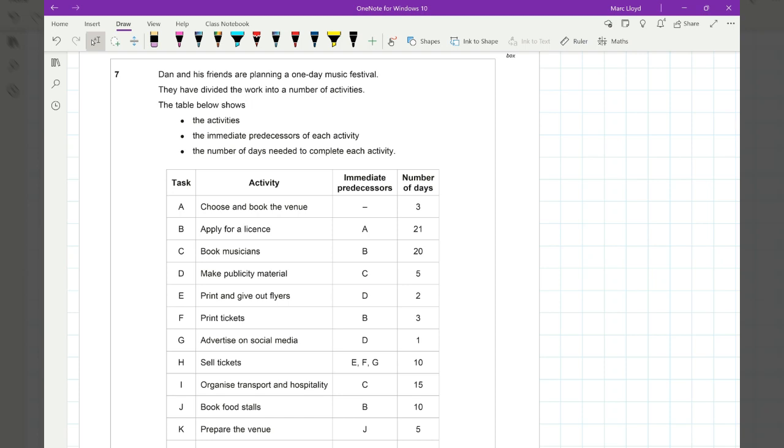Hi, welcome to question 7. This is a Big Ten marker. It's the activity networks question. Hopefully you're well practiced with these questions. I've got a document on TES which allows you to practice these.